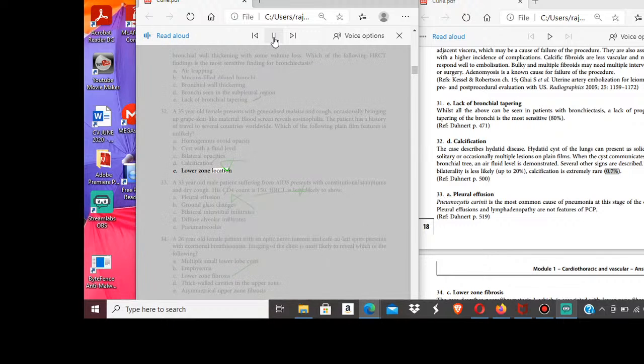33. A 33-year-old male patient suffering from AIDS presents with constitutional symptoms and dry cough. His CD4 count is 150. HRCT is least likely to show A. Pleural effusion. B. Ground glass changes. C. Bilateral interstitial infiltrates. D. Diffuse alveolar infiltrates. E. Pneumatoceles.